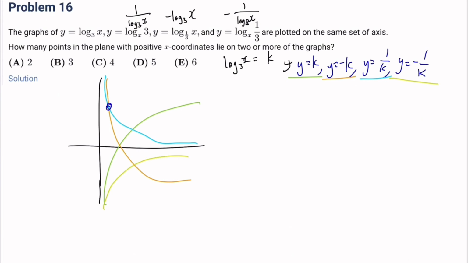So how many intersections? 1, 2, 3, 4, 5 intersection points. This is 5 intersection points. That is our answer. It's D.